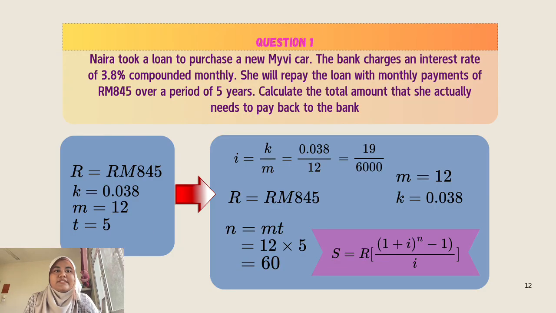Question 1. Naira took a loan to purchase a new Myvi car. The bank charged an interest rate of 3.8% compounded monthly. She will repay the loan with a monthly payment of RM 845 over a period of 5 years. Calculate the total amount that she actually needs to pay back to the bank.